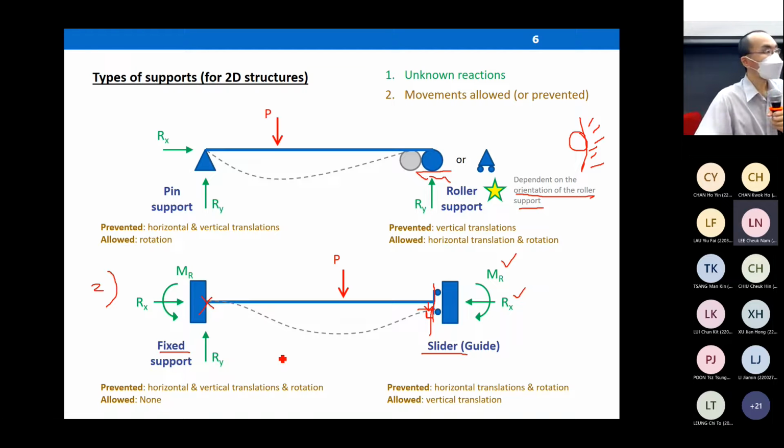These are the support conditions we probably consider for 2D structures. Again, you have to understand how to identify the number of reactions and the movement properties which they prevent. It will affect how you solve the problems later. Or maybe you can go back to this page later on.